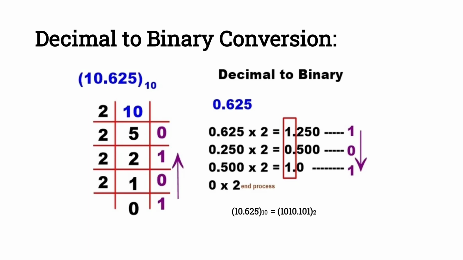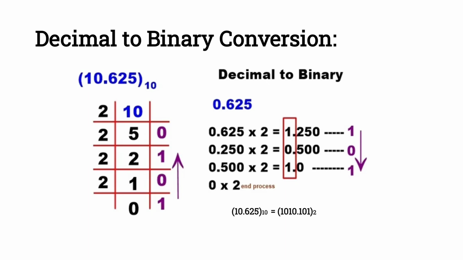Next, the fractional part 0.500 into 2. What is the value? 1.00. Now the fractional value will be 00. The integer value is 1. So we are going to stop the process. For the integer part, we are going to take the values from down to upwards. For the fractional part, we are going to take the values from up to downwards: 101. This is the difference between the fractional part conversion and the integer part conversion.